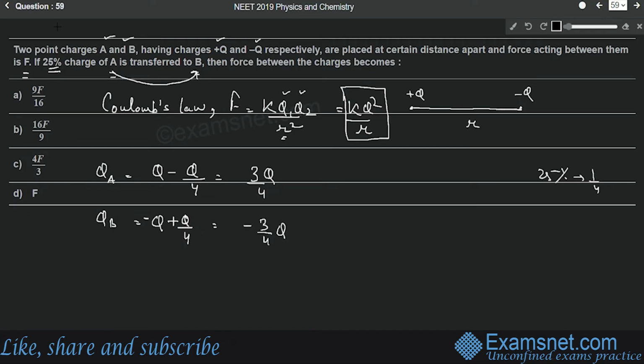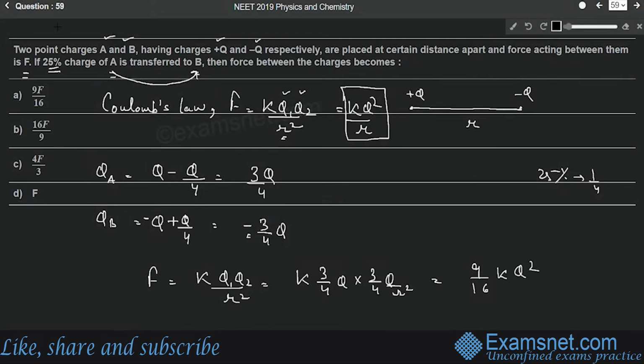Okay. Now this time what will the force become? Force will become again K Q1 Q2 by R square. Here we'll write the magnitude only, not the sign. So K, Q1 is 3 by 4 Q, Q2 is also 3 by 4 Q, divided by R square. Okay. So we'll get 9 by 16 K Q square by R square. And we know that K Q square by R square is equal to the initial force F. So it can be written as 9 by 16 F. Okay. That means option A will be the correct answer.